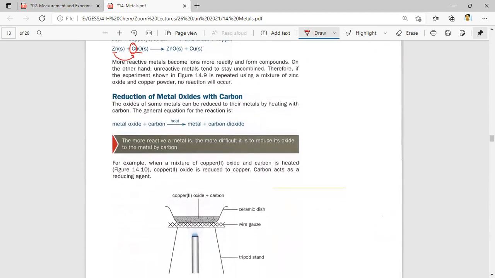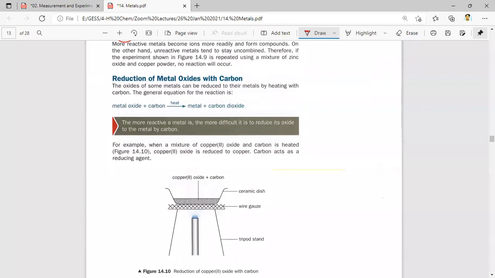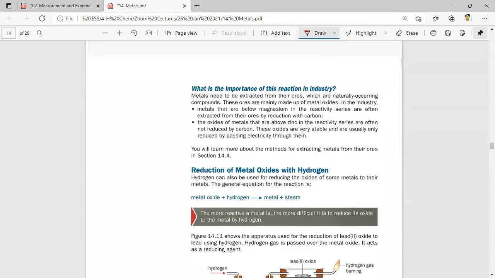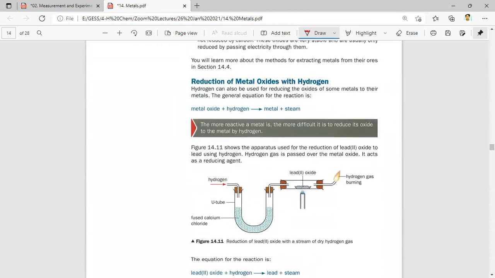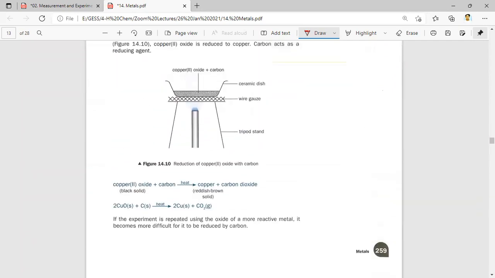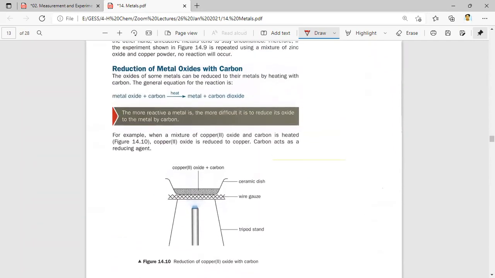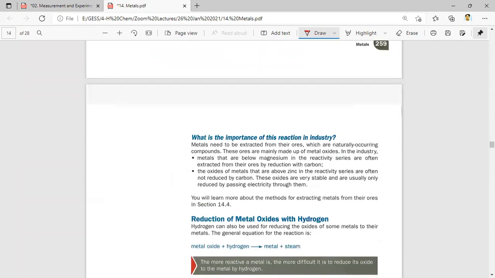Now, we're going to go into reduction of metal oxides with carbon. Actually, this itself is also a displacement reaction. Although they say here, the more reactive a metal is, the more difficult it is to reduce its oxide to the metal by carbon. Okay, I want to put two together, this one and this one, reduction of metal oxides with hydrogen. So the question is, what's the application of these two, reduction by carbon, reduction by hydrogen?